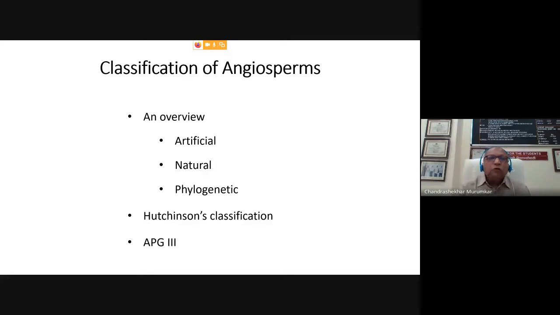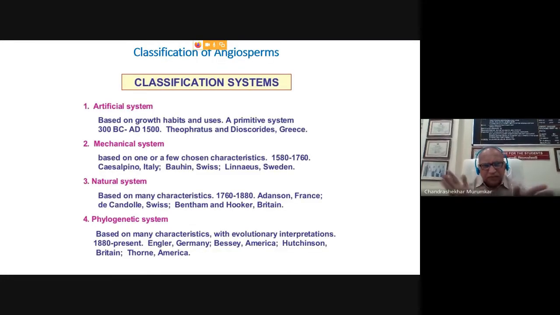So let's go for today's topic, that is the overview. As far as the classification systems are concerned, generally there are four groups of classification systems. If we start to study the history of the classification, we have the artificial system of classification, which initiated somewhere about 300 years before Christ. This was initiated by Plato and Theophrastus and many others.